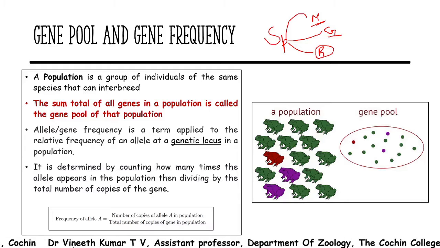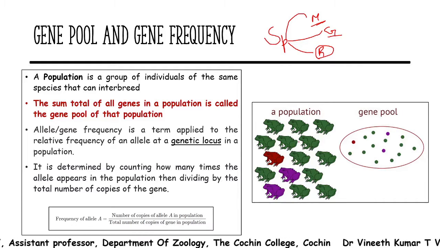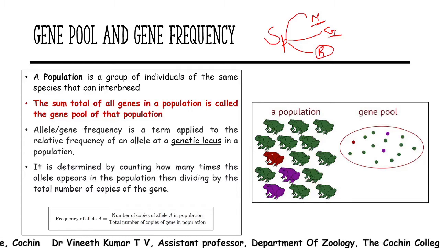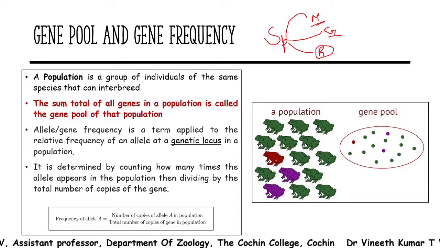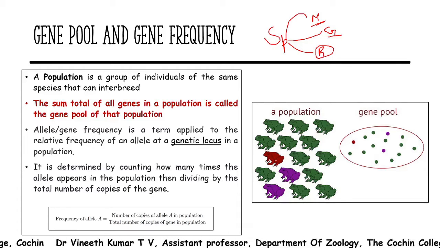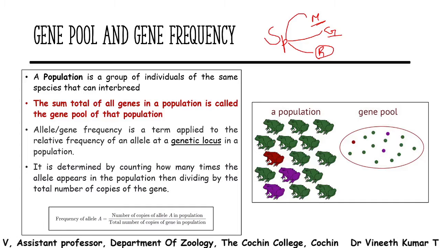If you take the example given here, you can see that this is a population of frogs, and they have some difference in color pattern. That is, this is a particular population, and there is variation in color.